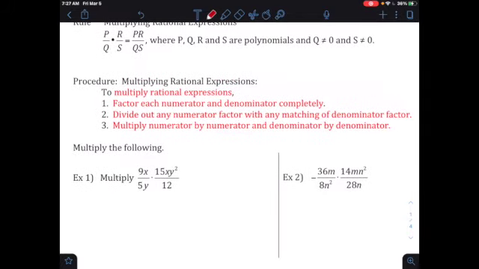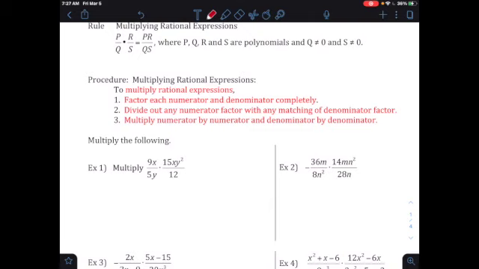So the procedures I put down for you guys. Multiplying rational expressions. Number 1 is to factor the numerator and denominator completely, like what we did. So again, using the things from factoring. Number 2, divide out any numerator factors with any matching denominator factors. That means one-to-one canceling. Number 3, multiply the numerator by numerator and denominator by denominator. So again, cancel up and down, multiply side by side.